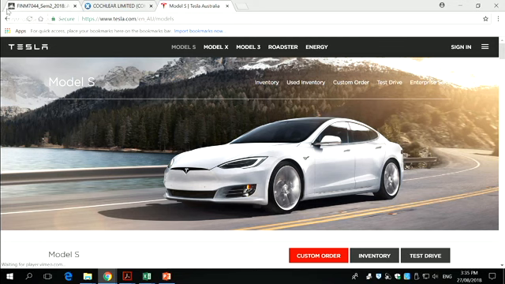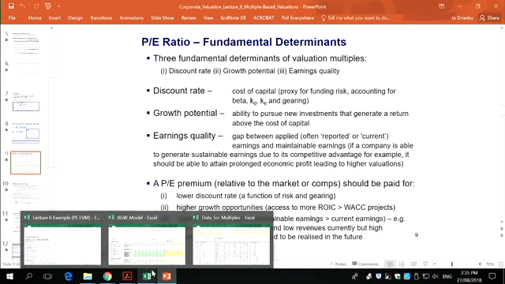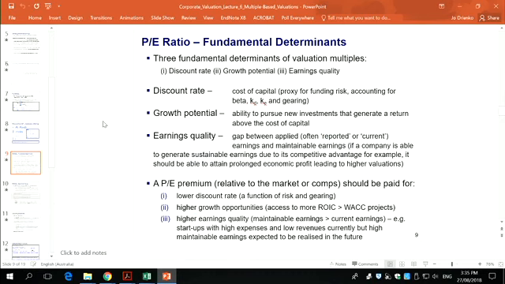Revolutionary products, right? And they can't build them fast enough. So in my opinion, the reported earnings for Tesla are here, and maintainable earnings are somewhere here. So that company will have a high PE ratio, even though the current E is very small, basically zero profit after tax, right?